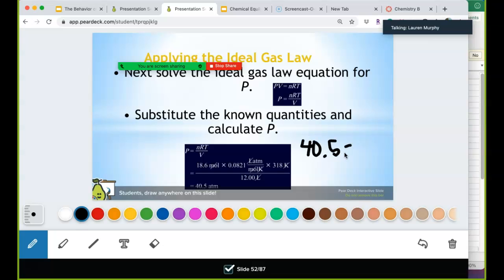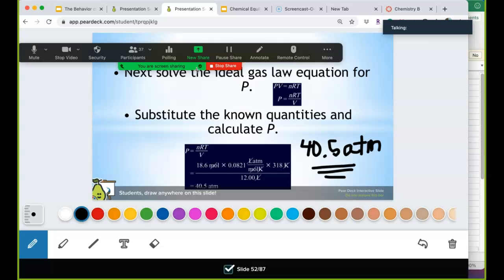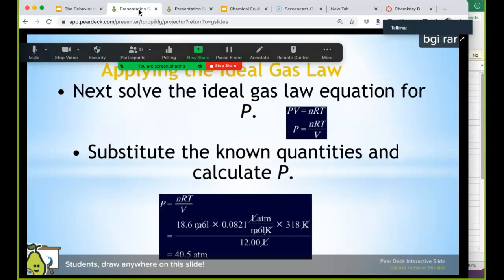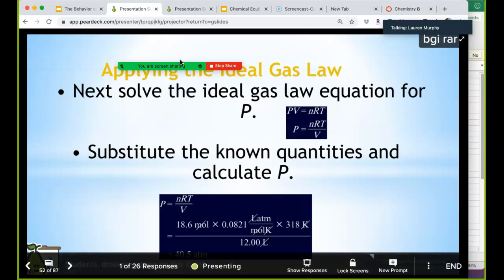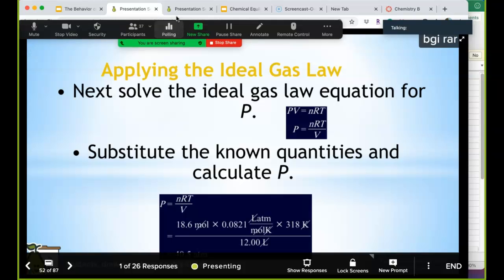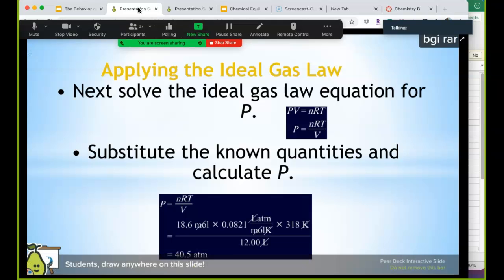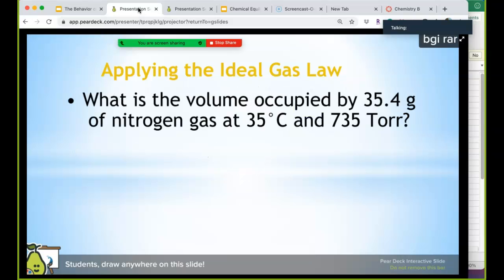This is a lot of pressure. The pressure of this room right now is 1. 40.5 atmospheres is a ton of pressure. Okay. Any questions? All right.